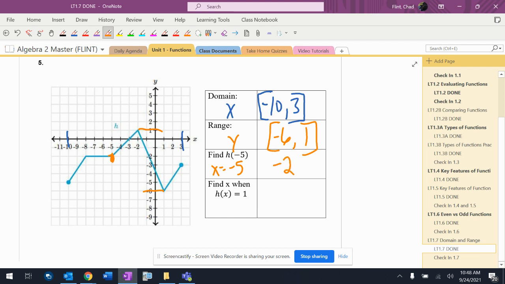Find h of x equals 1. That means, hey, y equals 1. What's x? All right. Well, y equals 1 right there. The only point where y equals 1 is right there at -2.